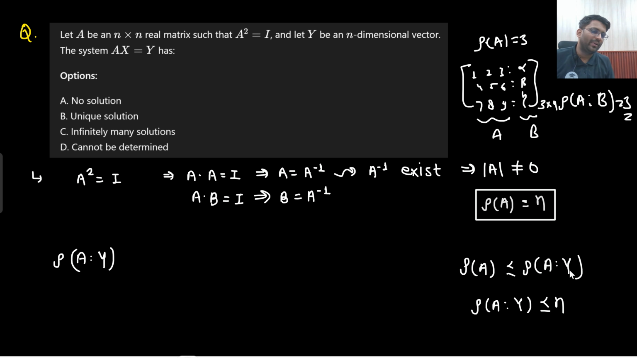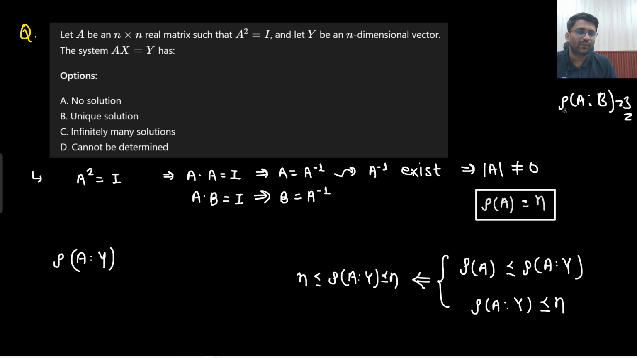Now you are saying that rank of A augmented y, rank of A is what? N. So from here what you are getting? And from here what you are getting? If you combine both of them, then this is the condition you are getting. Rank of A would surely be less than or equal to rank of A augmented y. Now rank of A augmented y would surely be less than or equal to n, right? That means rank of A augmented y is both greater than or equal to n and less than or equal to n. What does that mean? It has to be equal to n only, and that is equal to rank of A.